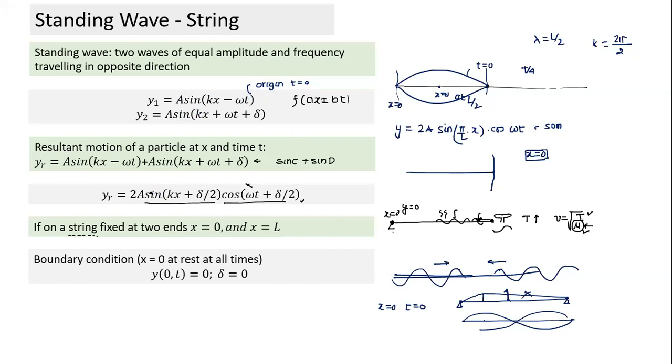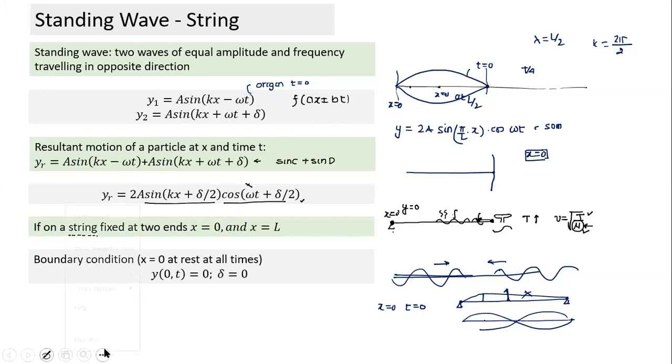It comes as a sine function. If you take something else, then the origin will not coincide with the node, and it becomes a little complicated to understand. What happens if the origin doesn't coincide with the node? It becomes a little more complicated equation, though it will represent the same thing. Yes, sir. Okay.